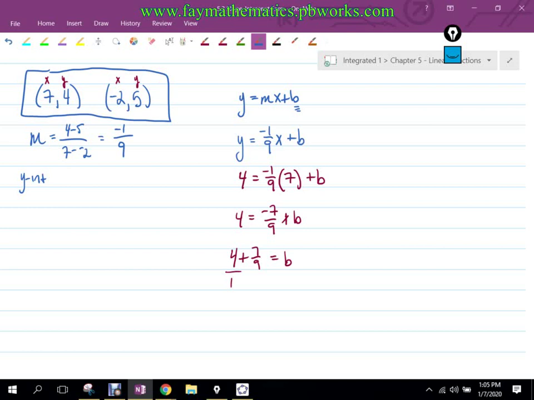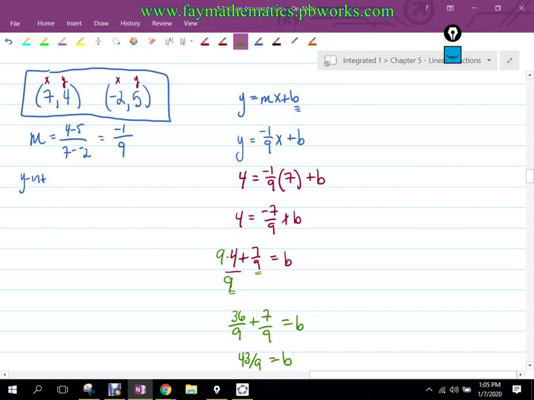If I'm going to add 4 and 7/9, what do I need? I need a common denominator, right? What's the common denominator going to be in this sum here? 9, right? So I need to multiply this one by 9 and multiply the top by 9. What's 9 times 4? 36. I got 36/9 plus 7/9, right? That's what is equal to b. So what's that? 43/9? 43/9 is equal to b.